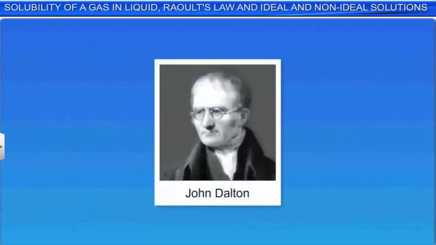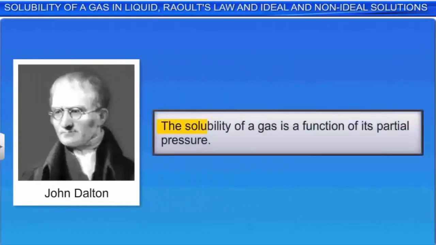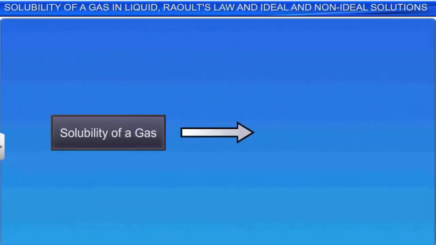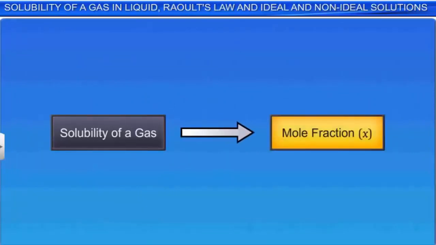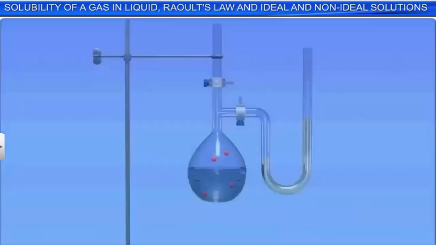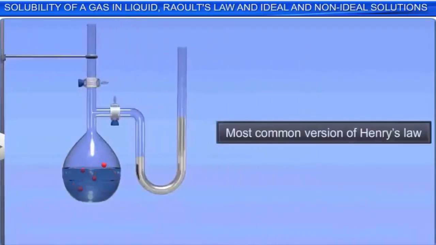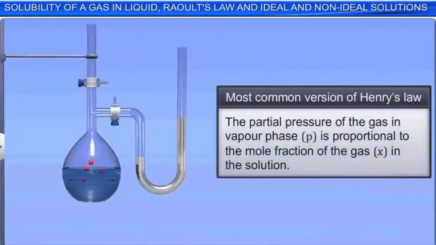Dalton, a contemporary of Henry during the same period, concluded independently that the solubility of a gas is a function of its partial pressure. If the solubility of a gas is expressed in terms of the mole fraction, then the statement of Henry's law becomes the mole fraction of a gas in a solution is proportional to the partial pressure of the gas over the solution. However, the most commonly used version of Henry's law is the partial pressure of a gas in vapor phase, P, is proportional to the mole fraction of the gas, X, in a solution.